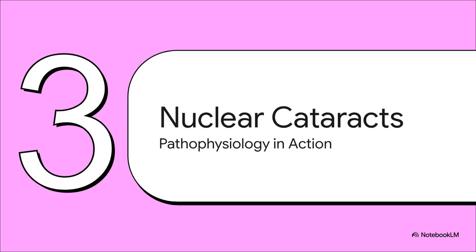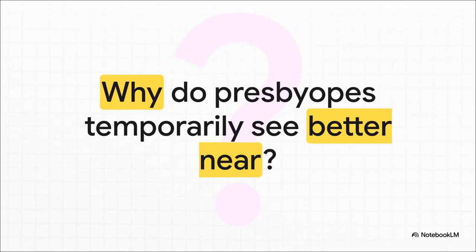Let's move into section 3, pathophysiology in action, focusing specifically on nuclear sclerotic cataracts. Let's pause here for some active recall. I want you to really think about the physical properties of a hardening nucleus. Imagine you have a 65-year-old presbyopic patient who has needed reading glasses for a decade.